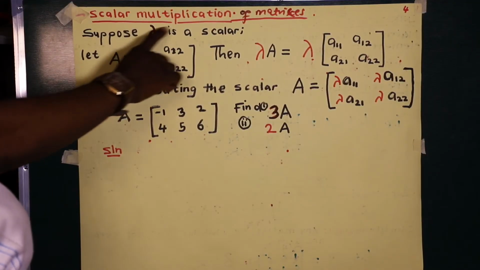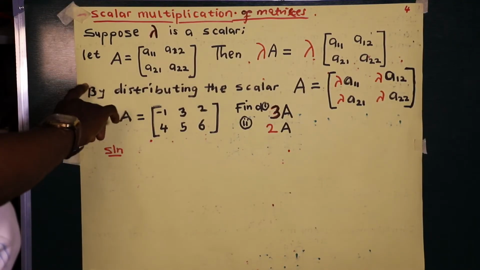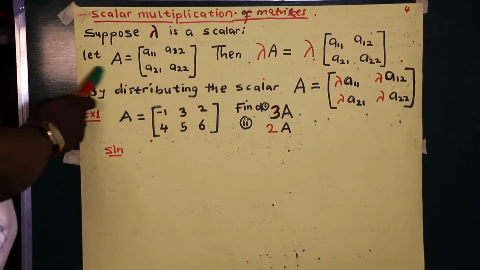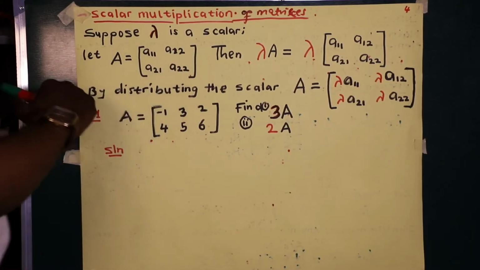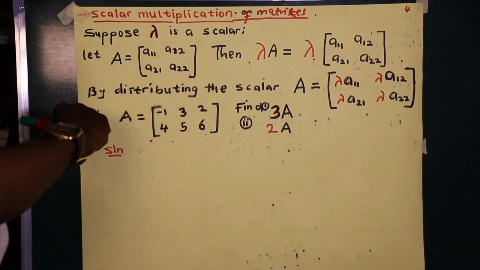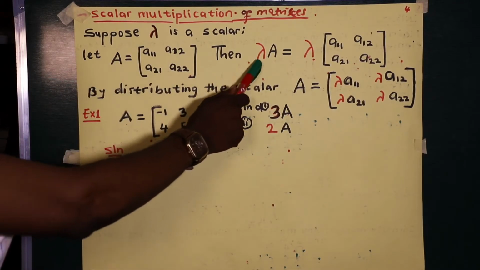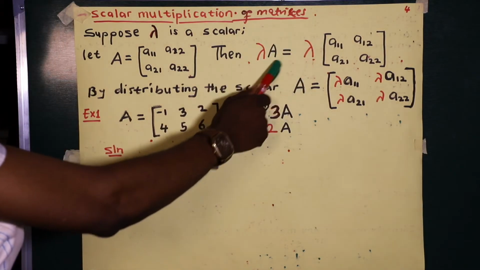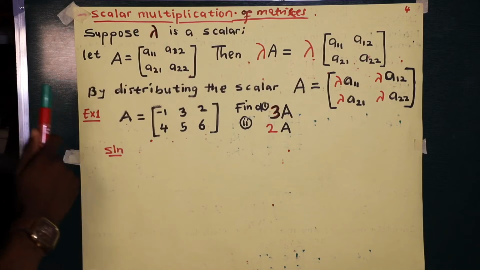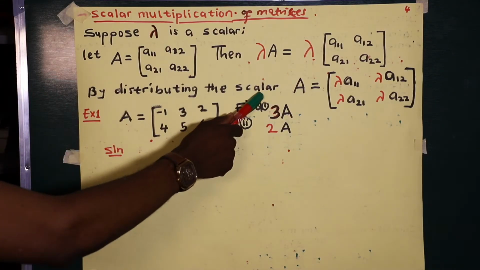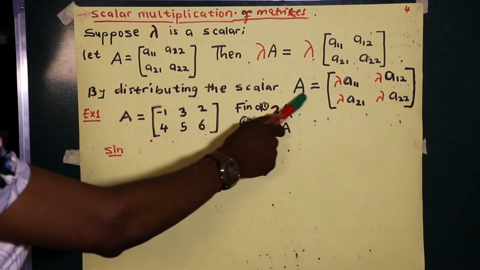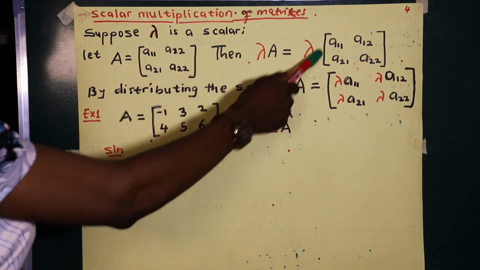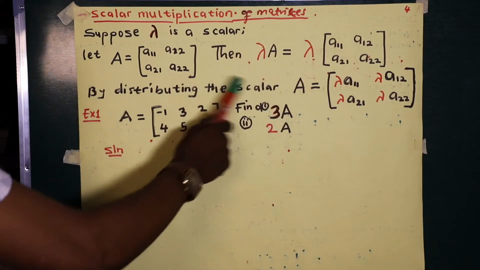So let's see scalar multiplication of matrices. Suppose lambda is a scalar, and let A be the matrix of these letters. Then lambda A will be equal to lambda times the matrix of A. Now, by distributing the scalar, we distribute the lambda to the matrix.